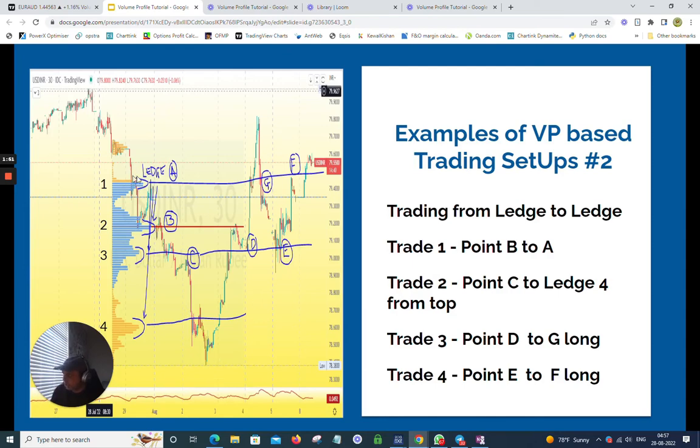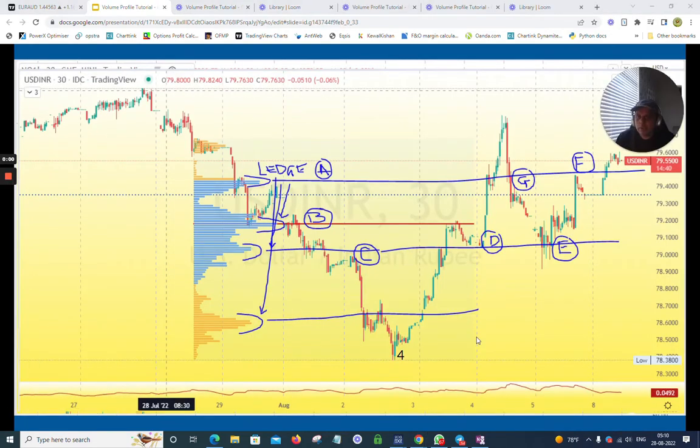So here you see that there are a number of nodes that have been formed, and how can we take advantage of these nodes to take trades? Looking at the structure, what are the trades that can come to mind? If you see this structure, and we see these ledges, how these ledges can act as supports and resistances, and how we can trade using these levels as supports and resistances.